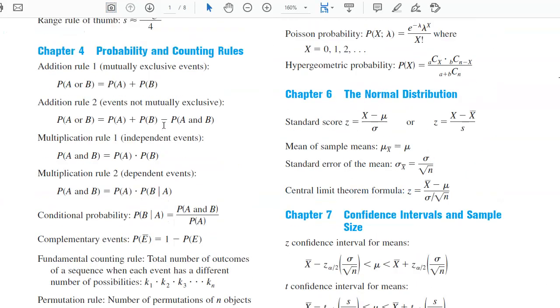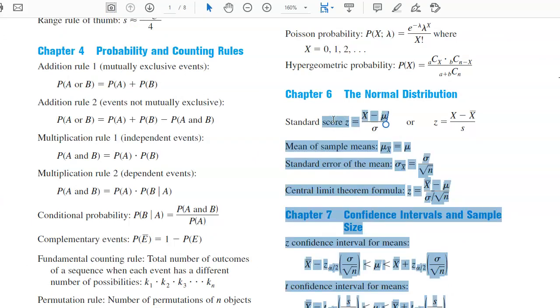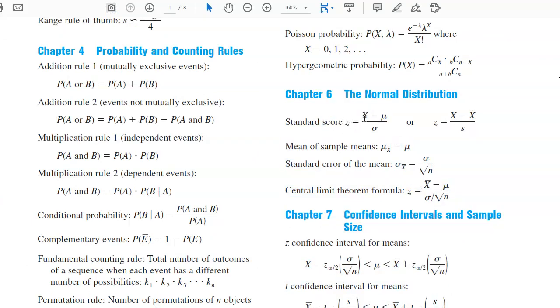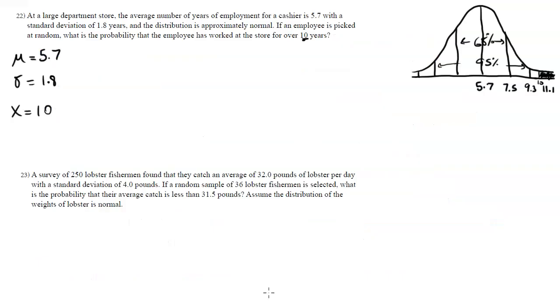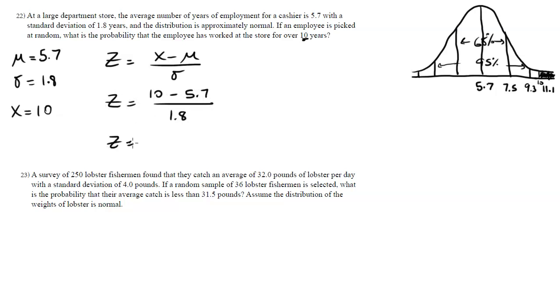I believe this is chapter 6. Yeah, here we go. To standardize that X value, we use this formula, or if we're using a sample value, there we go. So here we go, let's do that. That Z value is X minus the population mean over sigma. So X is 10 minus my population mean divided by my standard deviation.